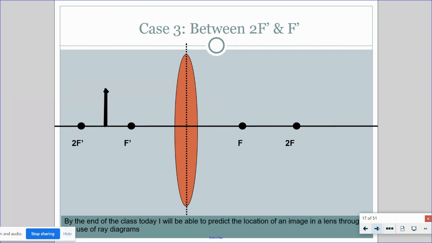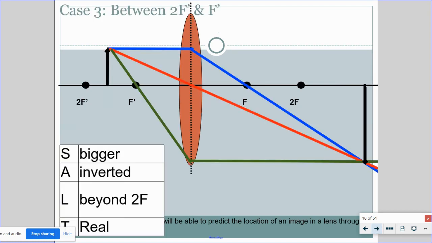In case 3, we draw our 3 lines again. And our image here is beyond 2F. It's upside down, so it's inverted. It's way bigger than the original object, and it's inverted.